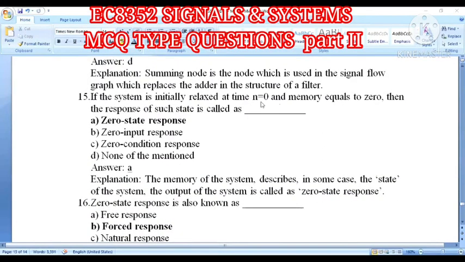Next, if the system is initially relaxed at time n equal to 0 and memory equal to 0, then the response of such a state is called as zero state response, zero input response, zero condition response, or none of them mentioned.